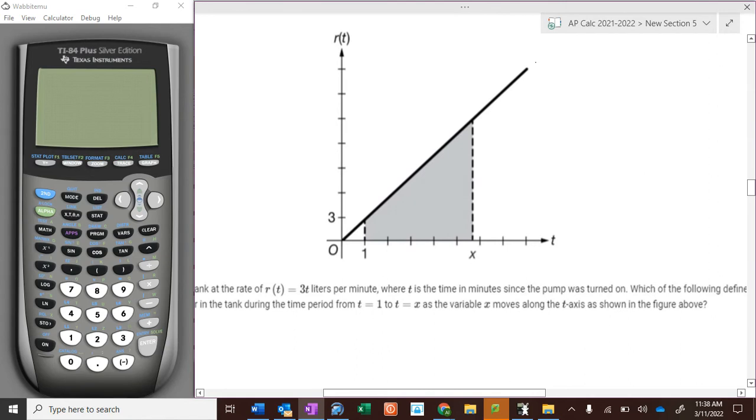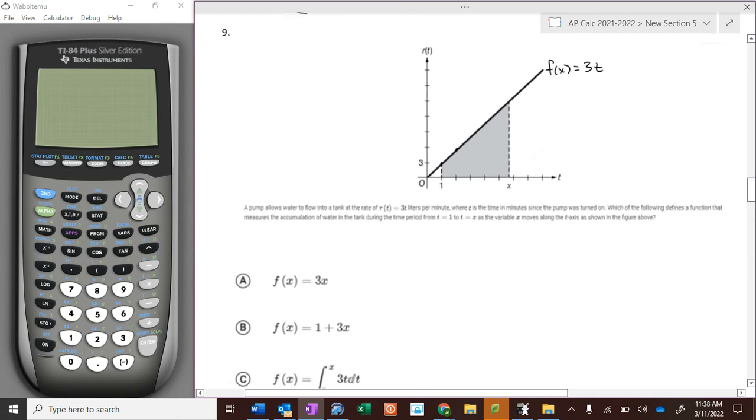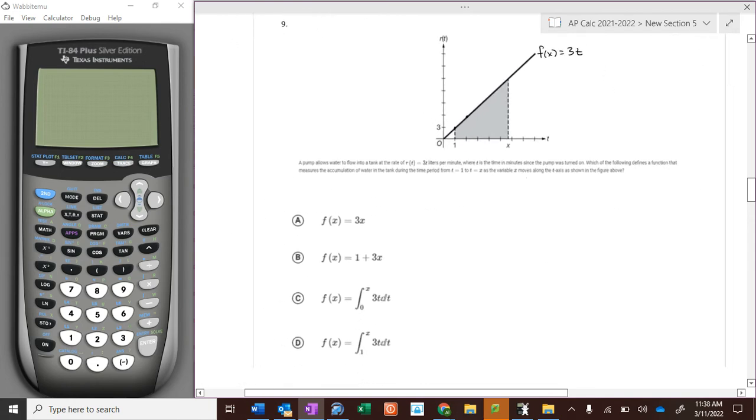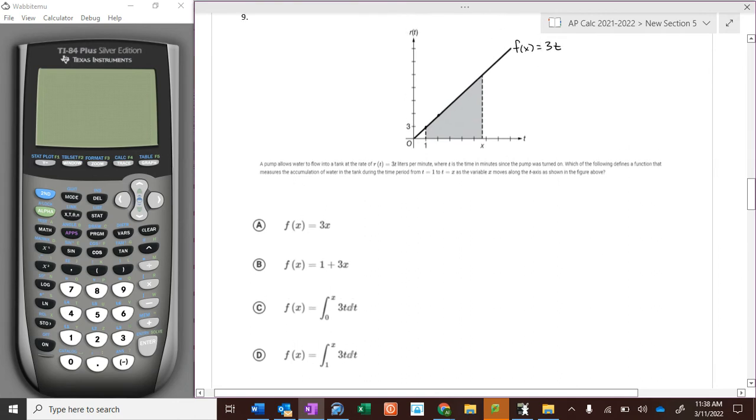So this is a function f of x equals 3t. So after 1 minute, it's 3 high. After 2 minutes, it's 6 high. After 3 minutes, it's 9 high, and so on. Okay? So which is the function that represents the accumulation of the water under the line?